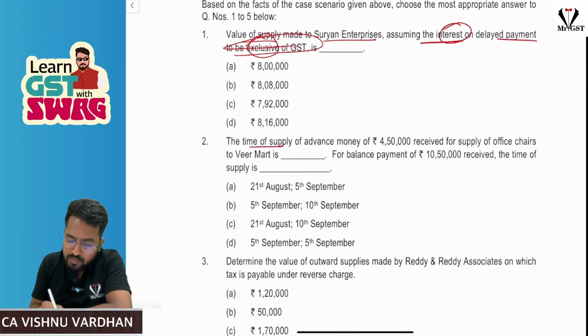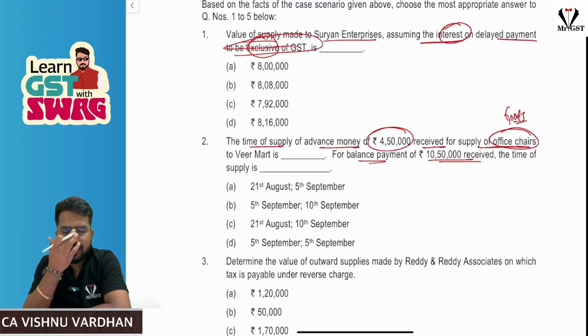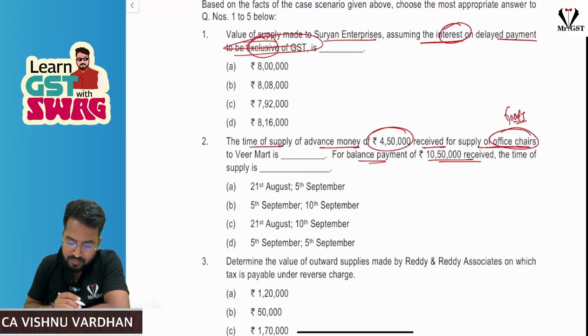Next, what is the time of supply for advance money 4,50,000 received for supply of office chairs and balance payment 10,50,000? Office chairs means they are talking about goods. And you know, for goods, for advance payment or for the balance payment, time of supply is generally the actual date of invoice or due date of invoice, as the case may be, whichever is earlier. For advances we don't calculate time of supply separately, so you should get only one time of supply. So if you look at the options here, prima facie I feel option D is the correct answer, because for advance and balance the same time of supply will be there, there is no separate time of supply, so that should be the answer.